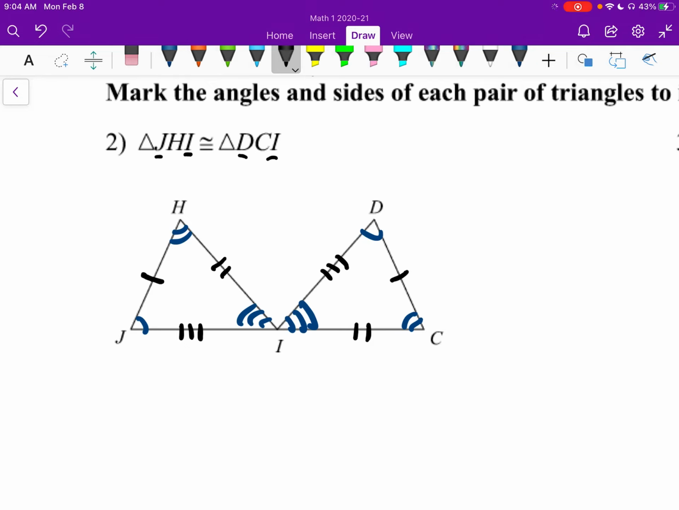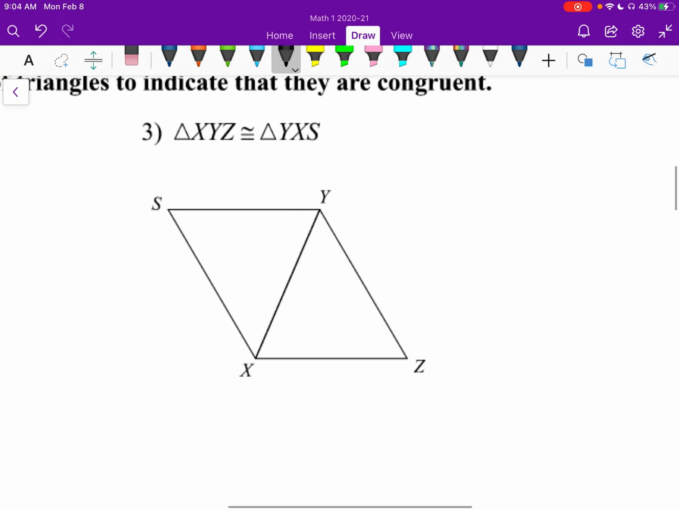And on Kudo, whenever it shows your answer, it will have 4 different options that all have different tally marks in different places. And you're going to have to pay attention to which one is the one that you want, that represents the correct congruence. All right, number 3.